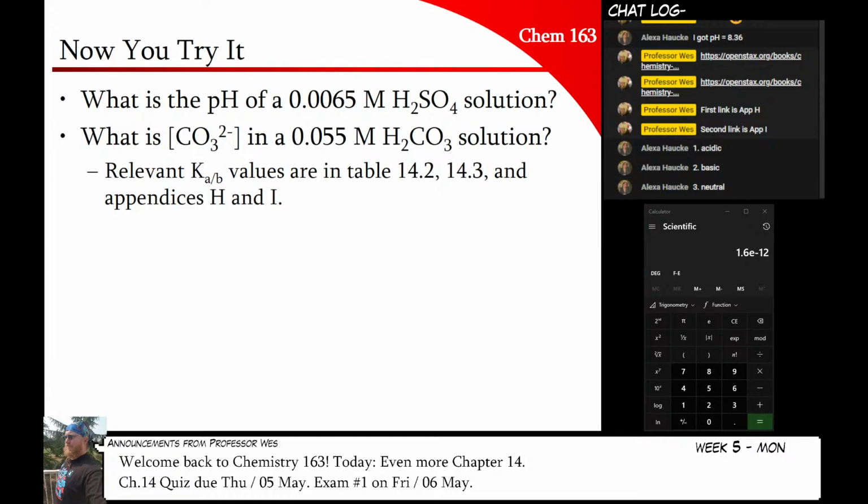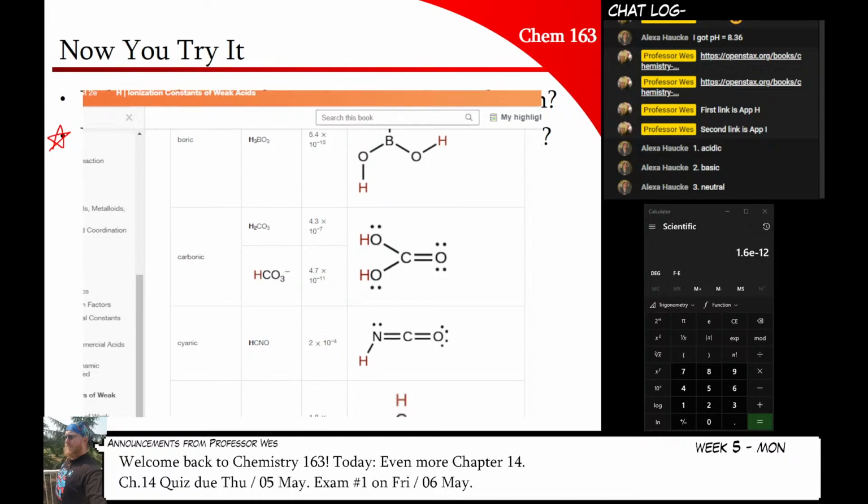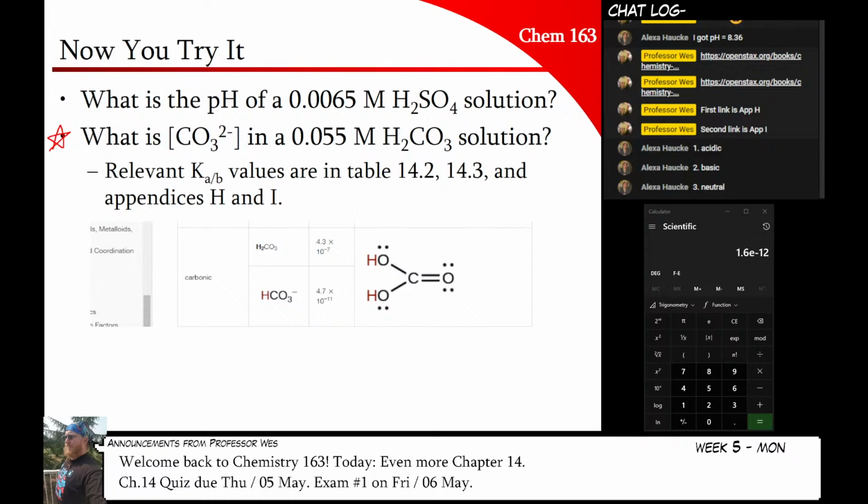All right, so for the second problem, I actually care more about the second problem. I think this is better to do. So do the second problem. The first one we did earlier where it was 0.01, that's fine. But if you need the values for Appendix H, I'm going to put those on the screen for you right now. And so here are both, here's Ka1 and Ka2 for the second problem. You can see why I was confused. I was looking at bicarbonate, and it was under carbonic, which is not at all what I expected.